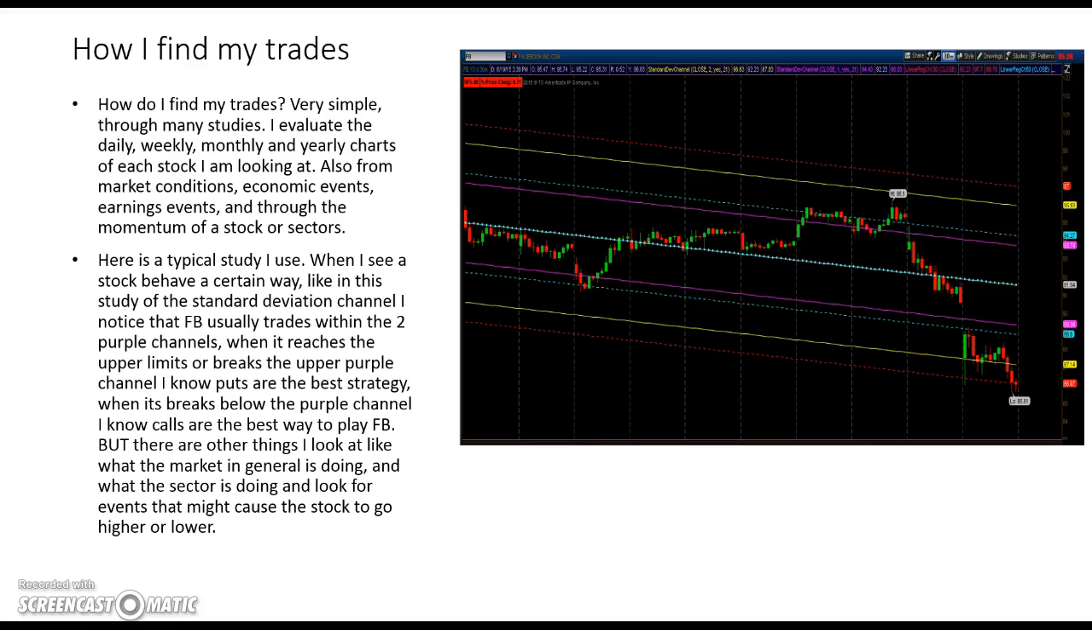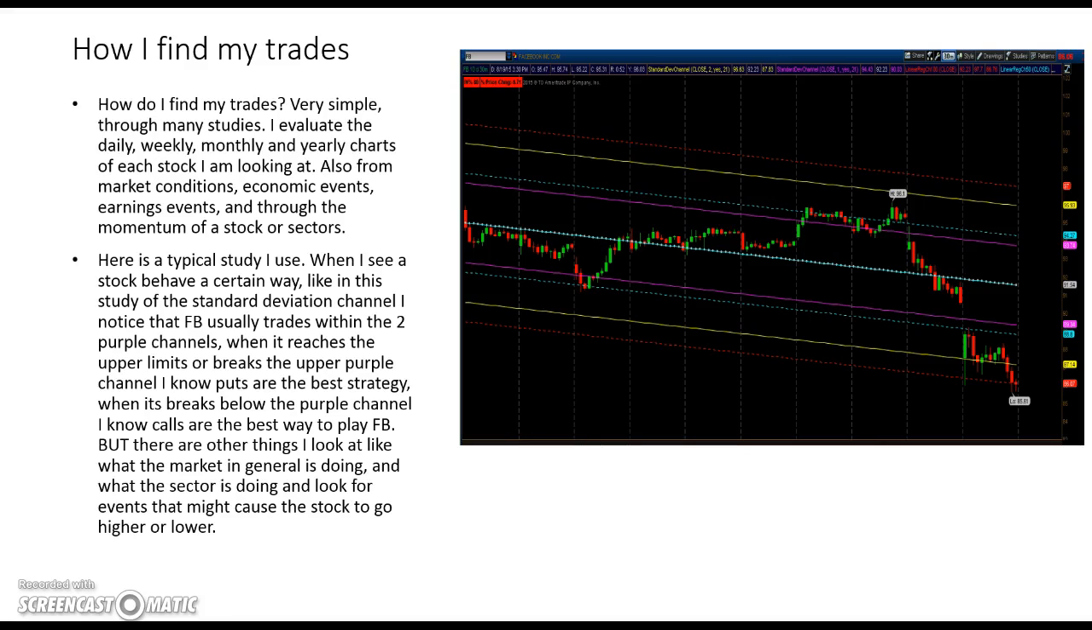Here's a typical study I use, like I said. It's a standard deviation channel. When I see a stock behave a certain way, like in this study, is a perfect example. I see Facebook is trading within the deviation channel here, the purple or magenta channel right here. If I see a break here below the purple lower channel, I would get calls for it. If I see a break above here, then I know it's time to get some puts. I know it's going to retrace.